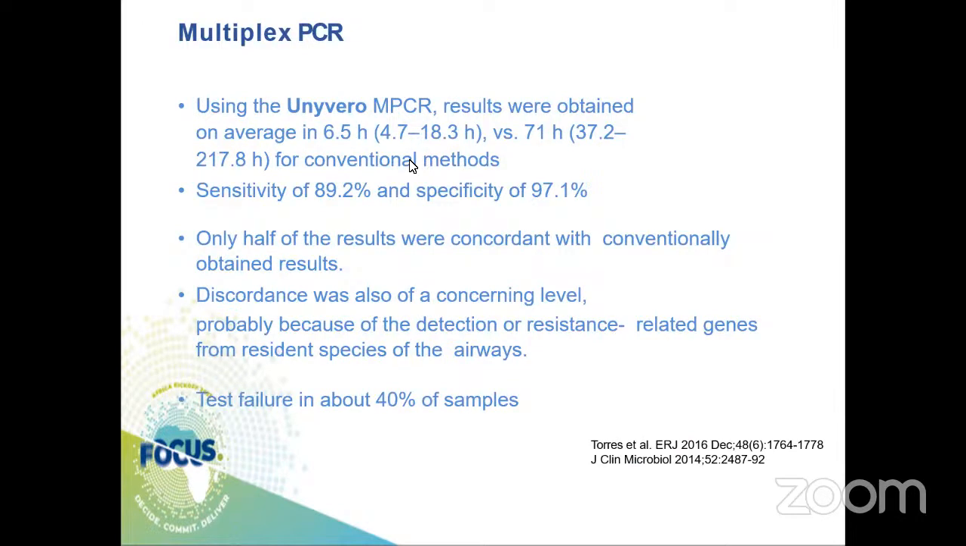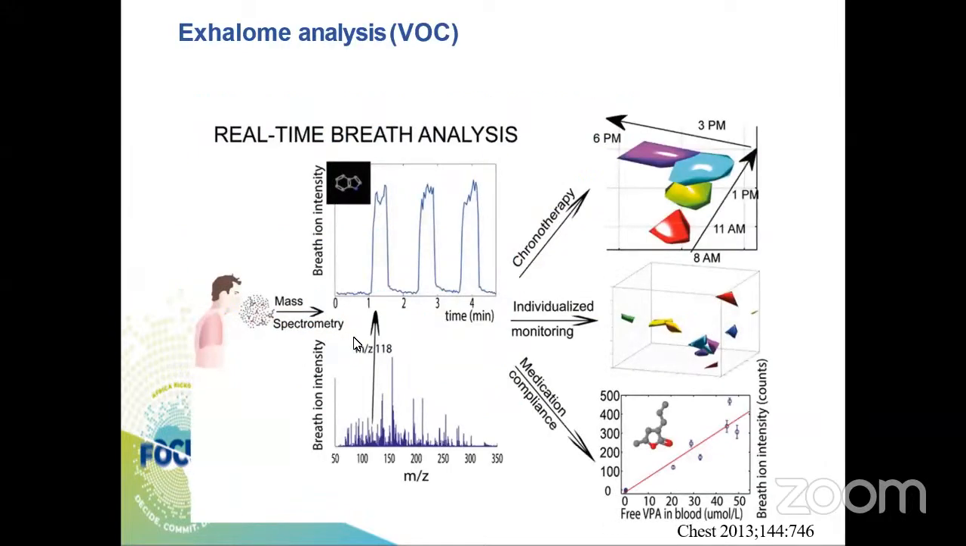I may not dwell so much on this because I was trying to put in some of the other equipment. For example, with the Unyvero multiplex PCR, the results were obtained in an average of 6.5 hours. The sensitivity is 89.2% and the specificity 97.1%. Discordancy was also at a concerning level, probably because of the detection of resistance-related genes from the resident flora specific to the airways. Again, these are papers I can share. Test failure was in about 40% of the samples.